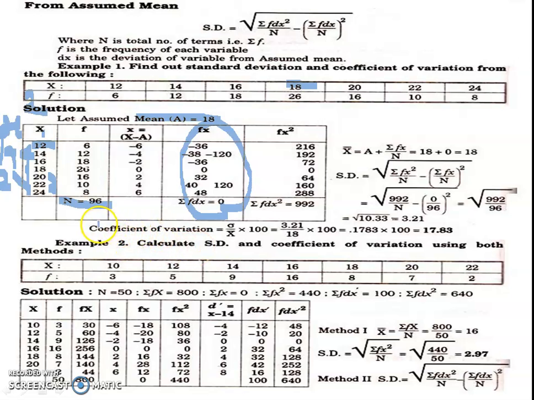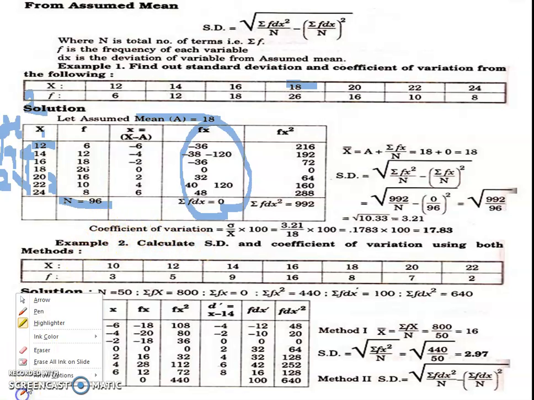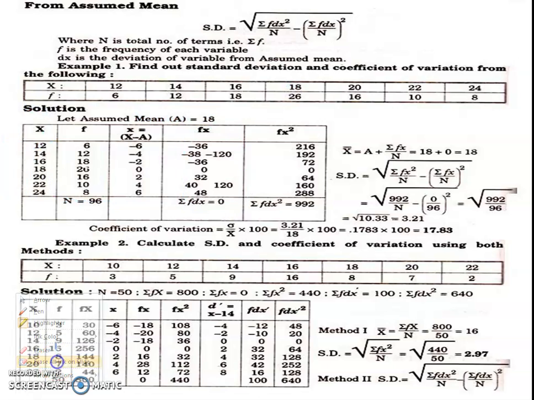Now the coefficient of variation is a very important formula we have to highlight. Coefficient of variation is given by sigma upon x bar into 100. So 3.21 upon 18 into 100. It is 0.1783 into 100, that is 17.83, the coefficient of variation.